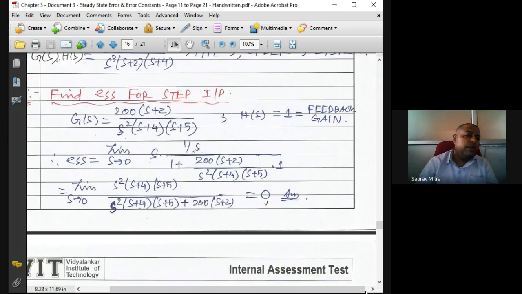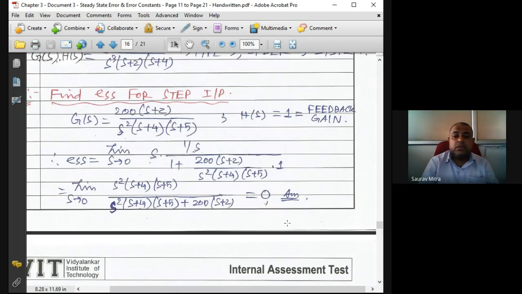So there are open loop poles and an open loop zero. The open loop poles are at S is equal to 0, S is equal to 0, S is equal to minus 4, and S is equal to minus 5. So it's a 4 pole system you can find in G(S) denominator, and here 1 zero you can find at the numerator. And H(S) equal to 1.